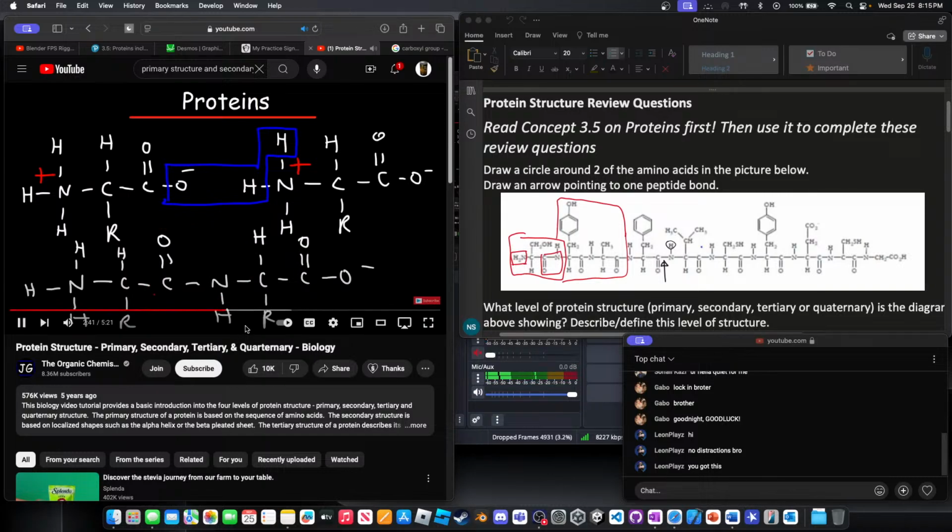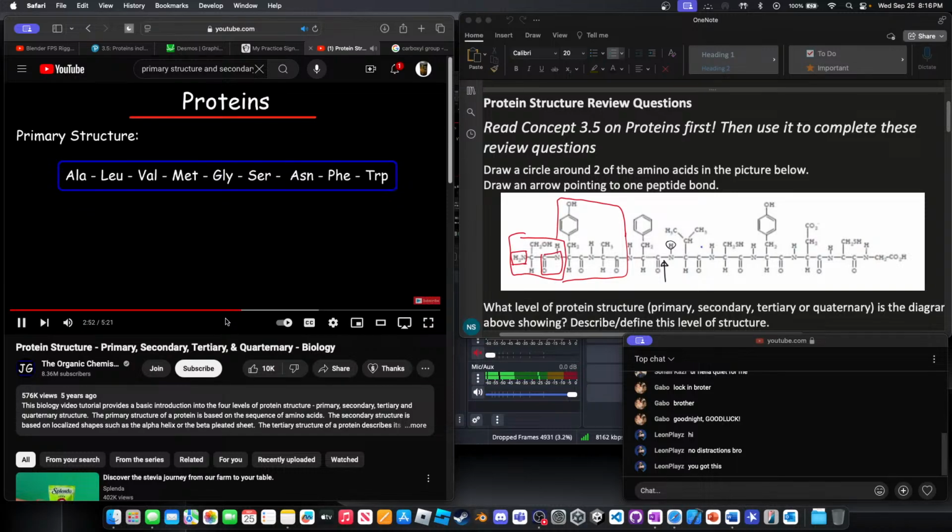We formed a bond between the carbon and the nitrogen atom. So whenever you combine two amino acids to form a peptide bond, you're forming a covalent bond, which is hard to break. Now let's talk about the different levels of protein structure.